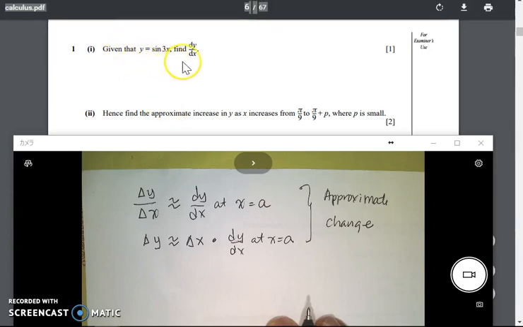Given that y is equal to sine 3x, find the dy dx, hence find the approximate increase in y as x increases from pi over 9 to pi over 9 plus p, where p is small. So first, let's try to find that dy dx.